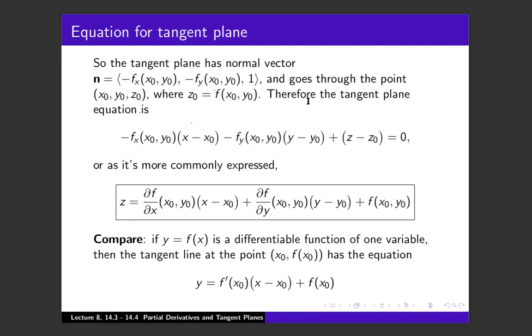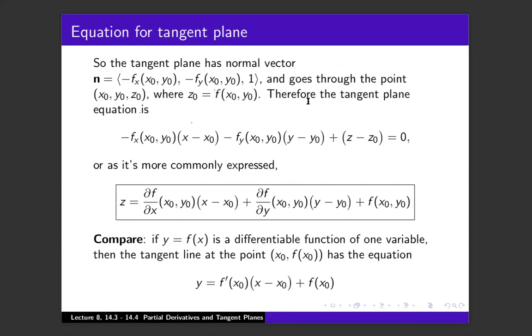So applying all that together, we've got the normal vector n. The normal vector is (negative f_x, negative f_y, 1). And that's going through the point (x naught, y naught, z naught), where we're declaring z naught to be f of x naught, y naught. So the tangent plane just involves multiplying the normal vector coefficients with x minus x naught, y minus y naught, and z minus z naught as usual. And there you have it. That's what it is.